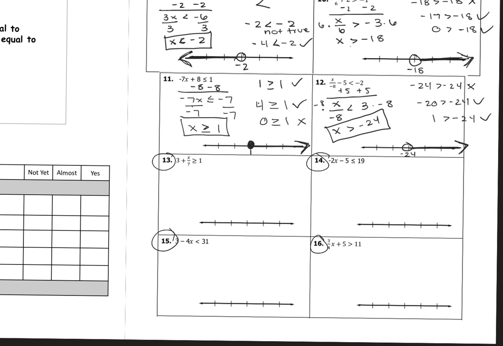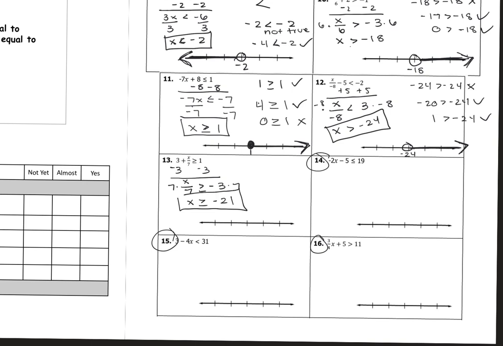All right, so let's take a look at number 13. So again, our whole goal is to isolate the variable. Here we see that we have a positive 3, and in order to get rid of that positive 3, we have to subtract 3 from both sides. So I get that x over 7 is greater than or equal to negative 3. Multiply both sides by 7, and we have that x is greater than or equal to negative 21.